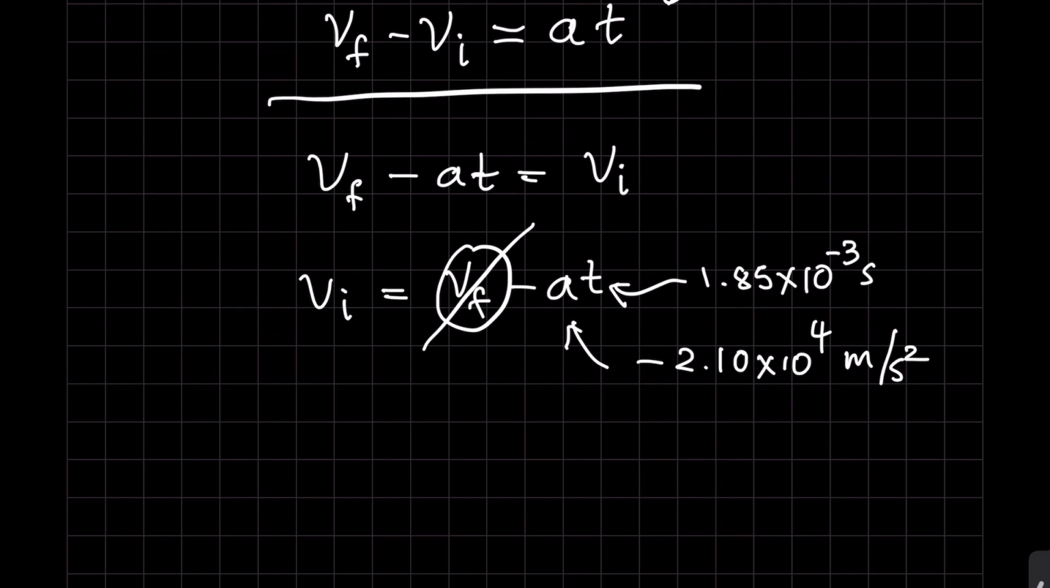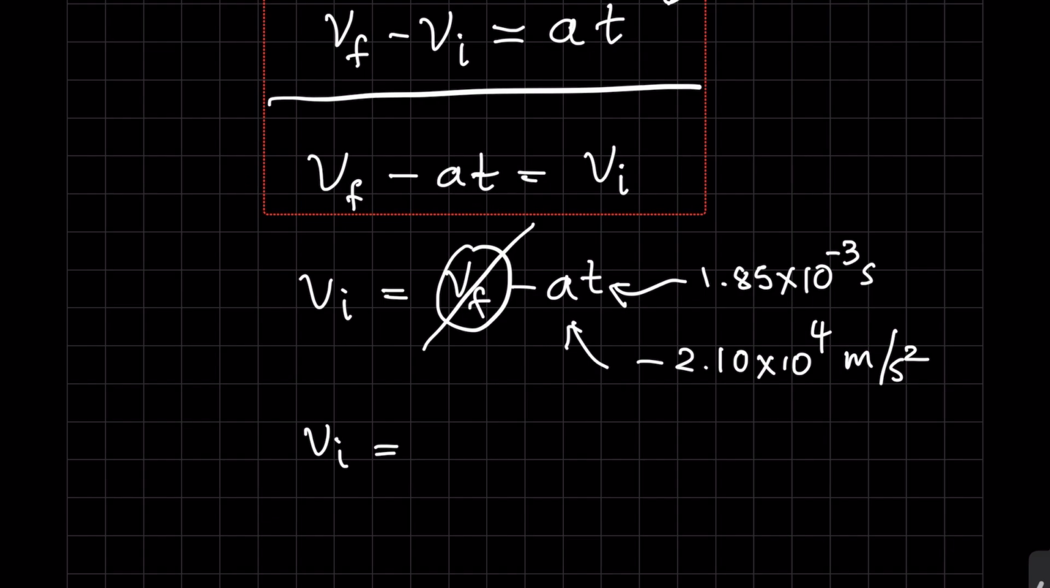Okay, so we have 0, we have a negative here, right? So notice there are two negative signs here that should cancel, right, and become positive. So the initial velocity here comes out to be positive, right? So do this yourself.